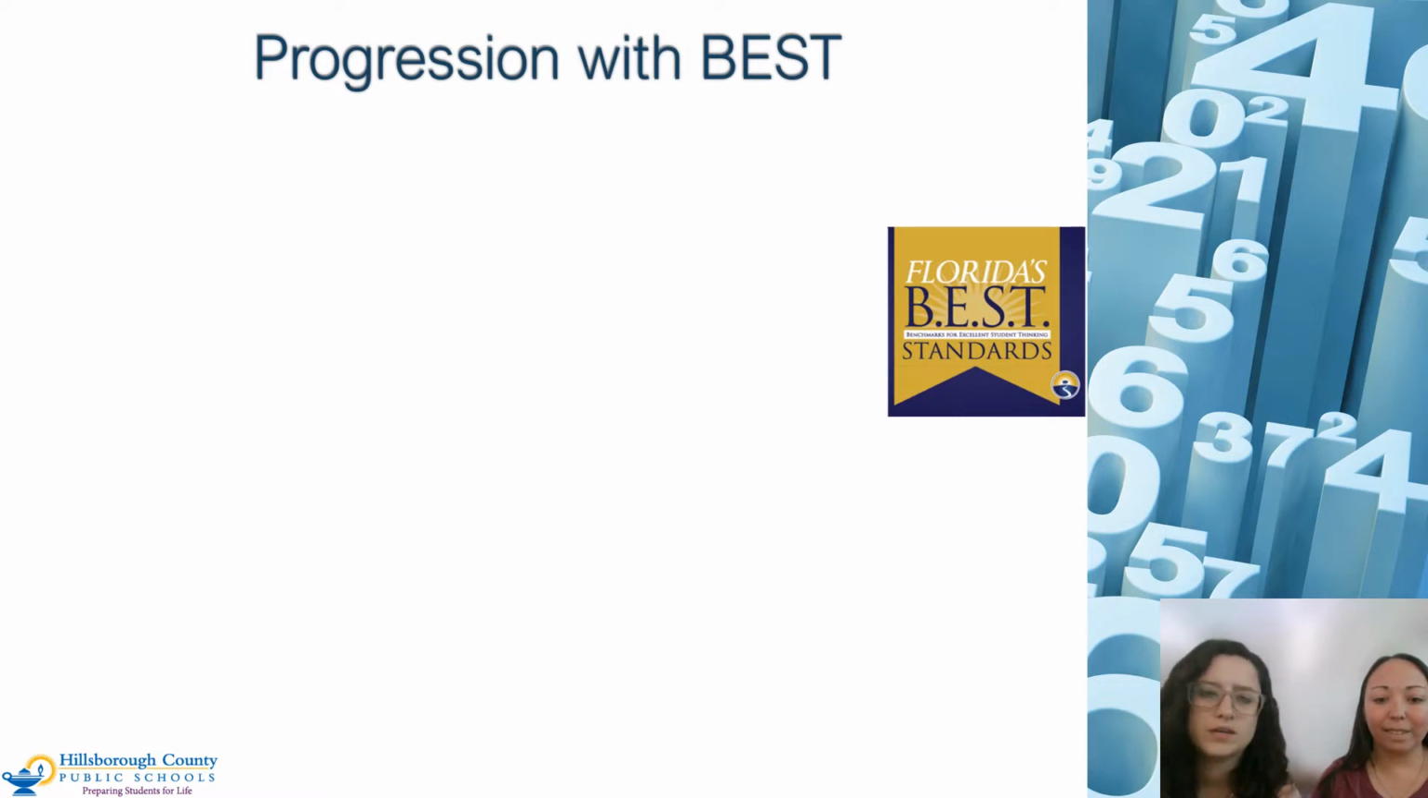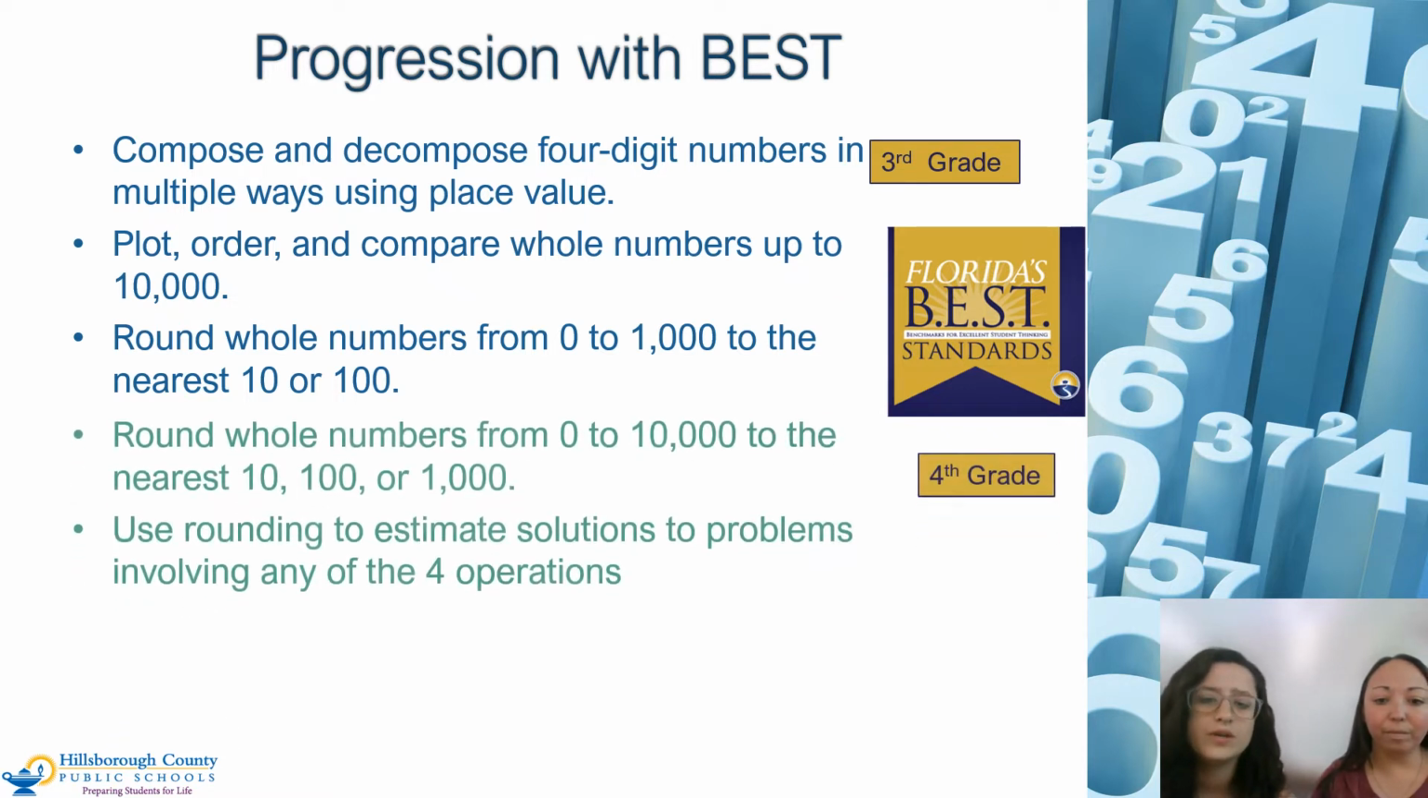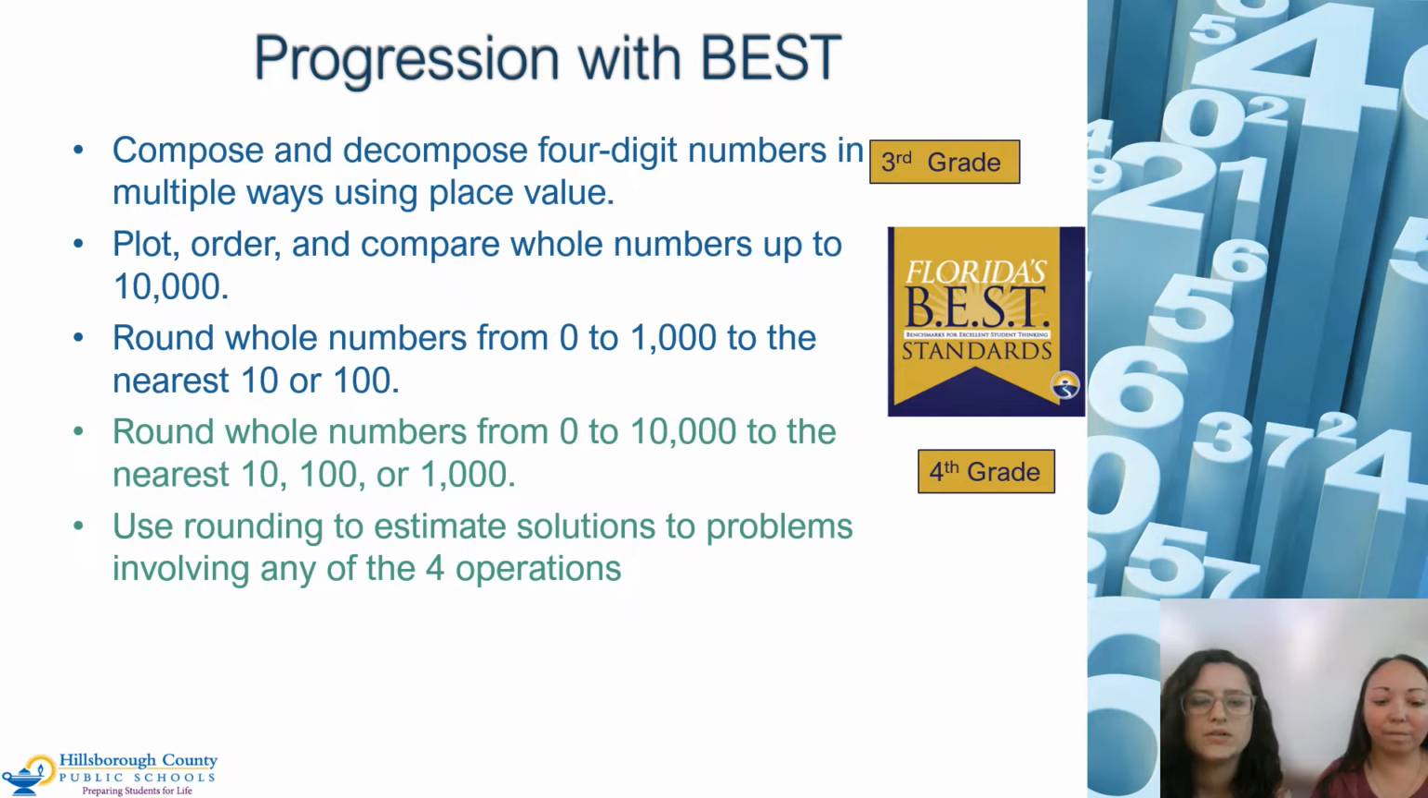So we take a minute and look at the progression with best standards based on rounding, and we look at third grade. Third grade really starts with composing and decomposing those 4-digit numbers in multiple ways based off place value. They plot, order, and compare numbers up to 10,000, and they also round numbers to 1,000 to the nearest 10 or 100. When they move into 4th grade, they're going to build on that understanding, and they're now going to round numbers between 0 and 10,000 to the nearest 10, 100, and 1,000. 4th graders are also expected to use rounding to estimate solutions to problems using any of the 4 operations.